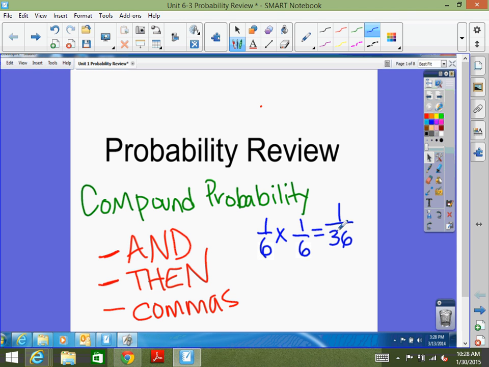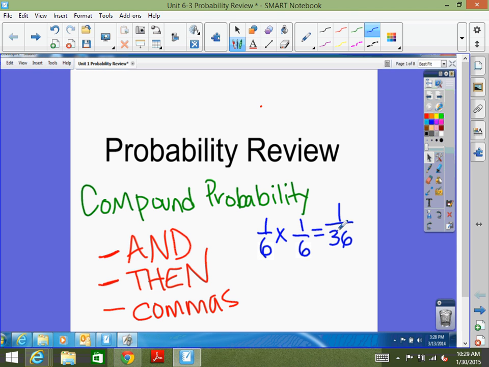Here's my question to you. If I say, what is the probability of rolling a 4 or a 5? A 4 or a 5. How would I solve that? Am I asking for both things to happen, or am I asking for either or to happen? Either or, one or the other, right?